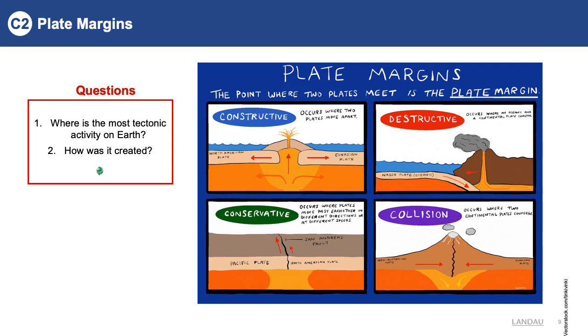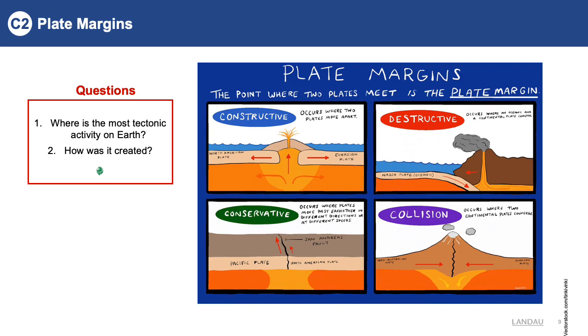This is how Iceland, a volcanic island, was formed. Such plate margins are constructive. New oceanic crust is created and the ocean grows. This process is called seafloor spreading.